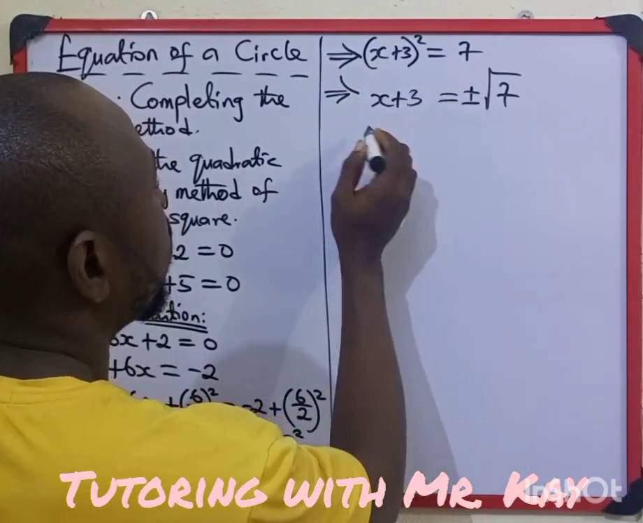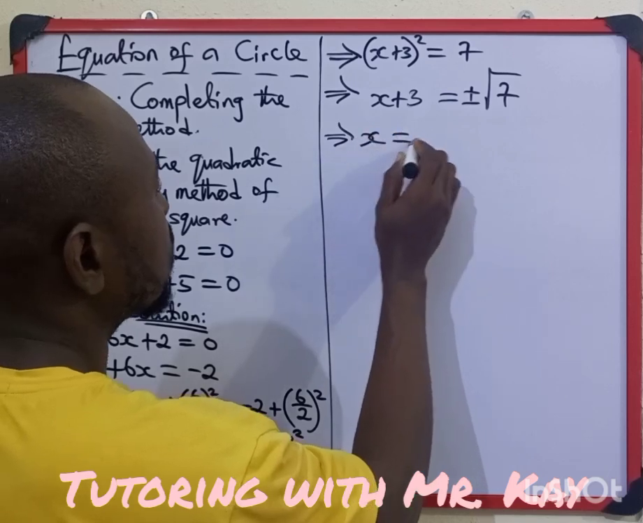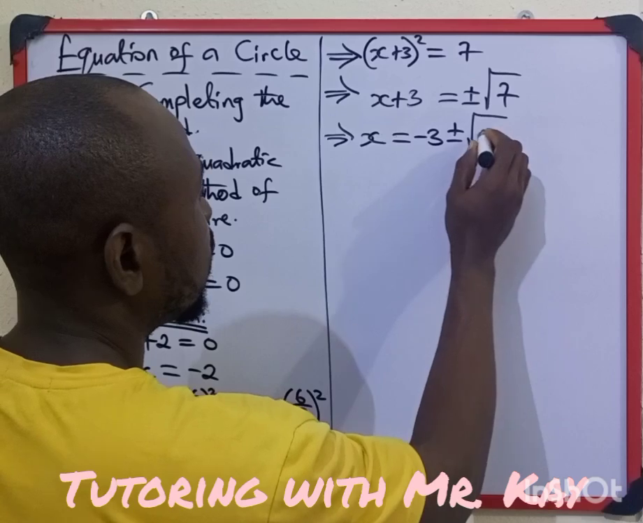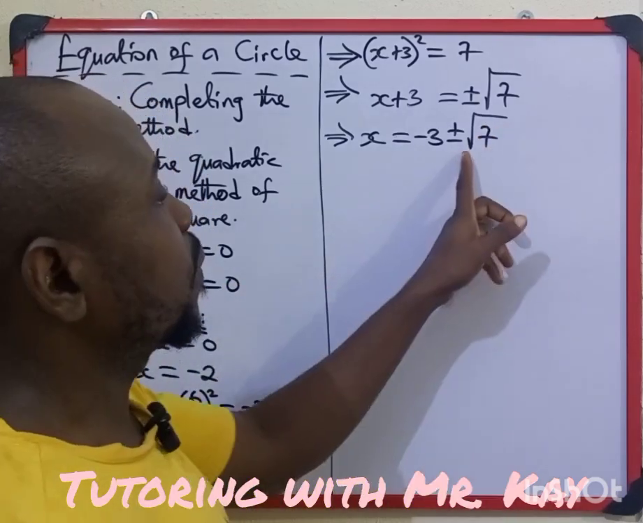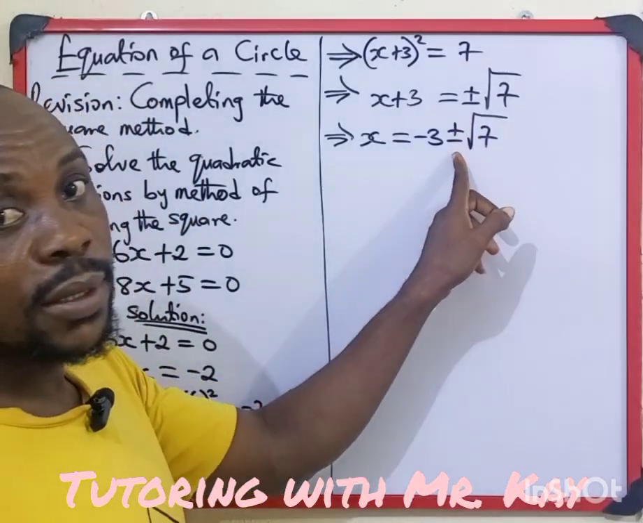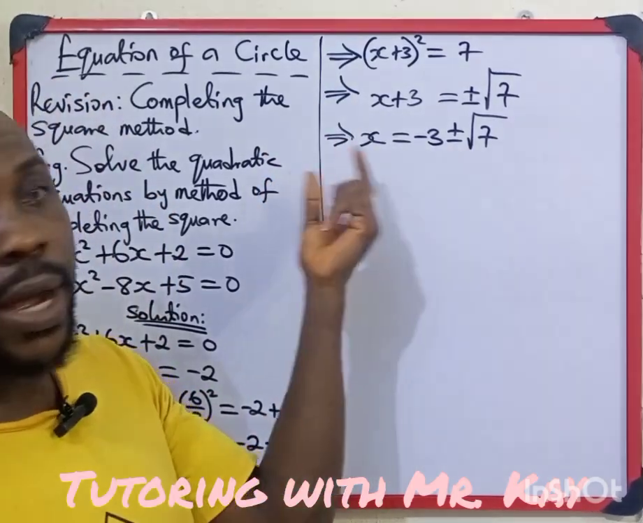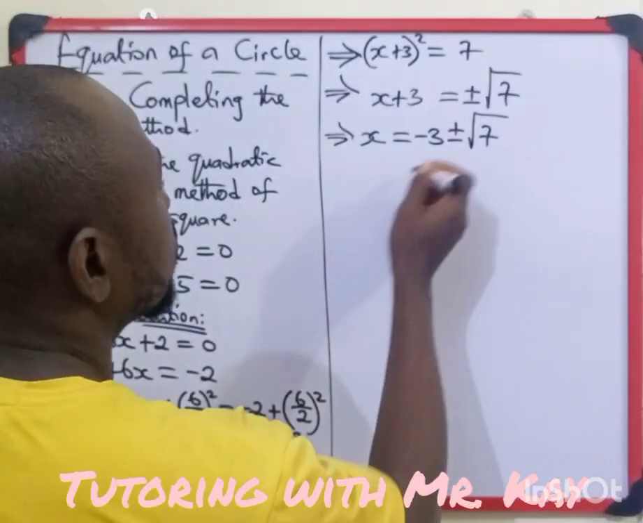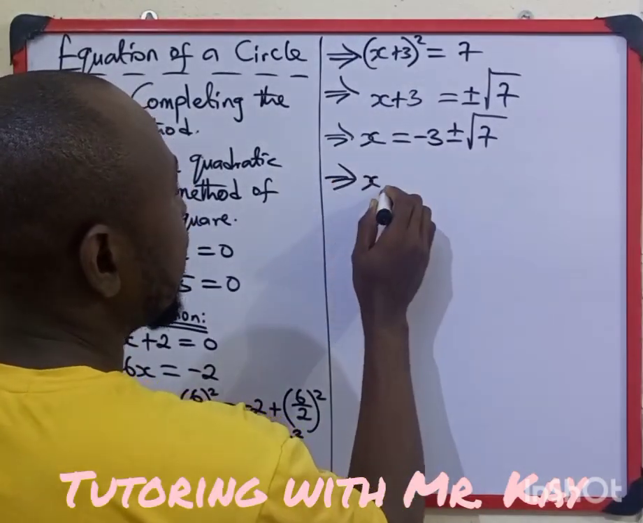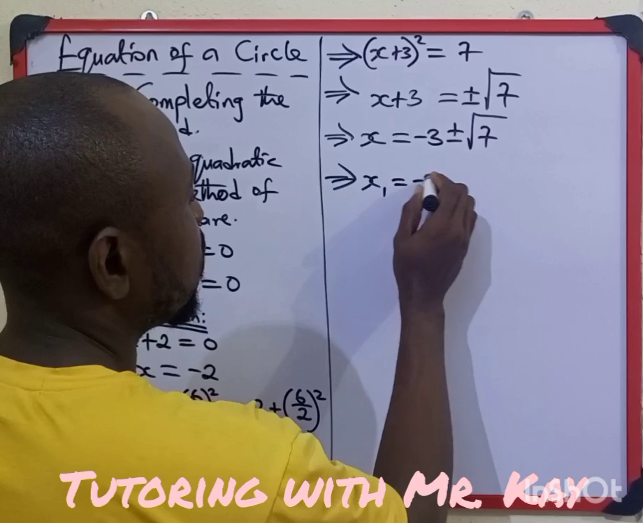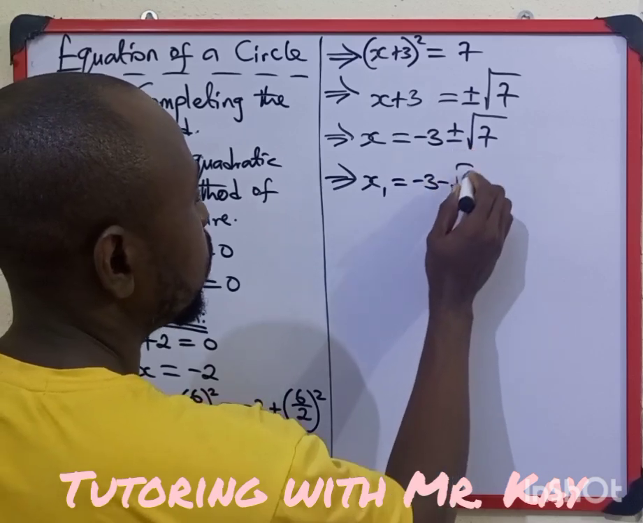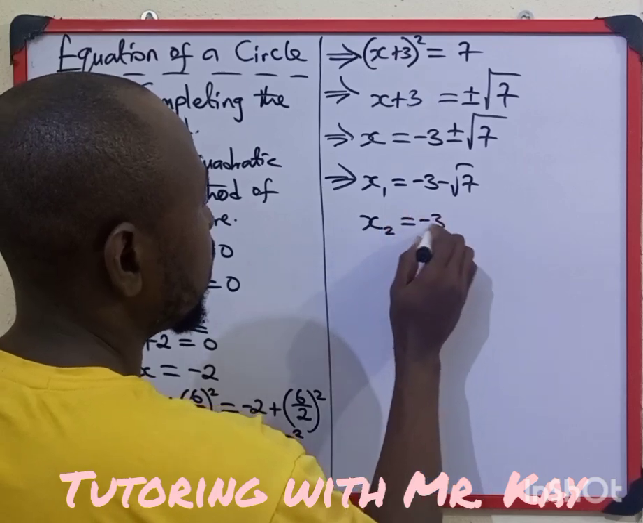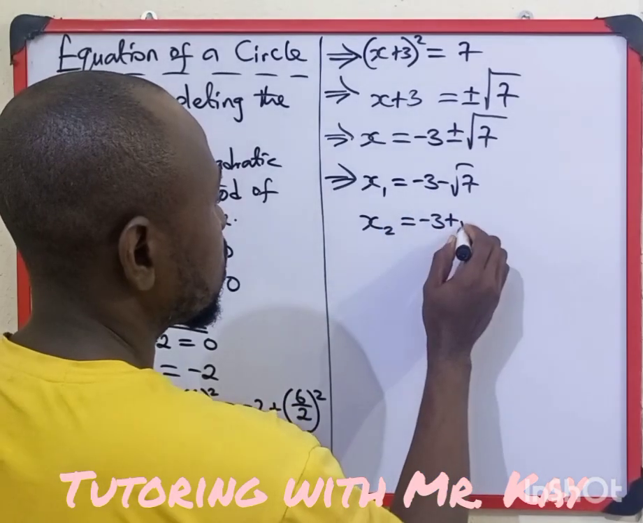Okay, so remember we're looking for x. So this implies that x is equal to, when 3 crosses over here, it becomes minus 3, then plus or minus the square root of 7. Anytime you are finding the square root of any number, it is advisable to put plus or minus, especially in a quadratic equation where we are going to obtain two values for the unknown, in this case x. So x1, the first value of x, is minus 3 minus root 7, then the second value, x2, is minus 3, using the second sign, plus root 7.